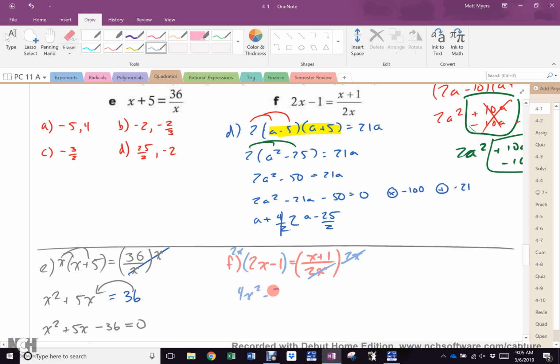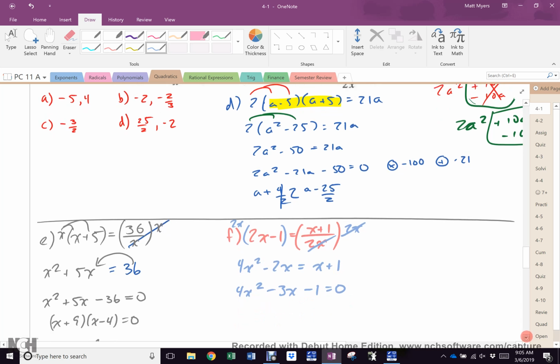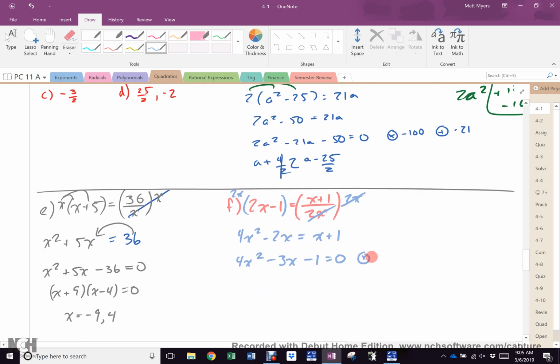4x squared minus 2x equals x plus 1. And then I do the same thing I've always done. Collect my like terms by moving everything to one side. 4x squared minus 3x minus 1 equals 0. I need to multiply to negative 4 and add to negative 3. What is it? Plus 1, x minus 4, but that's, of course, over 4. That simplifies to 1, and my answers are negative 1/4 and positive 1.